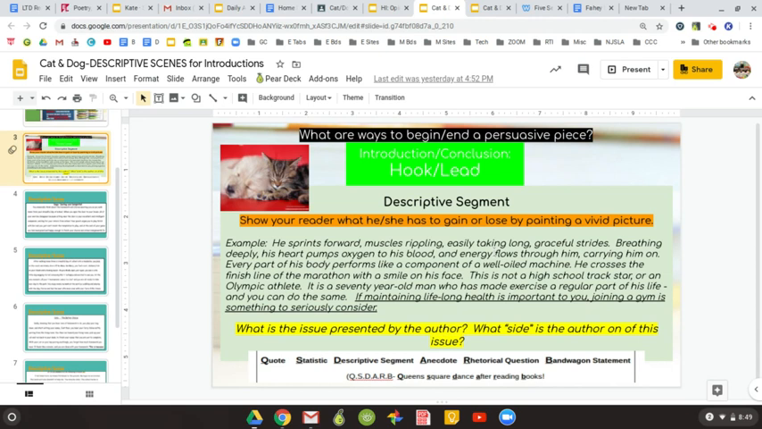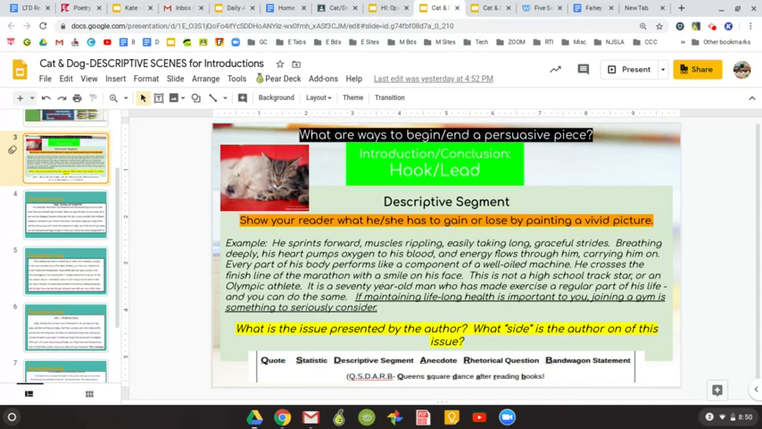Close your eyes. Thank you. He sprints forward, muscles rippling, easily taking long, graceful strides. Breathing deeply, his heart pumps oxygen to his blood and energy flows through him, carrying him on. Every part of his body performs like a component of a well-oiled machine. He crosses the finish line of the marathon with a smile on his face.